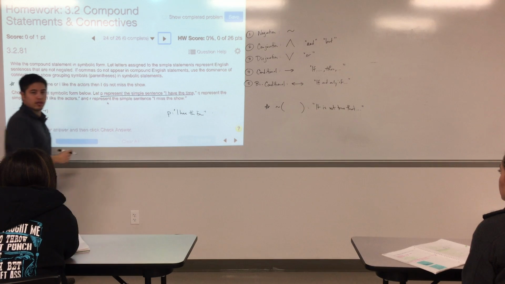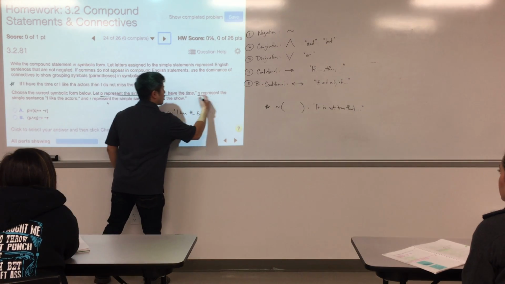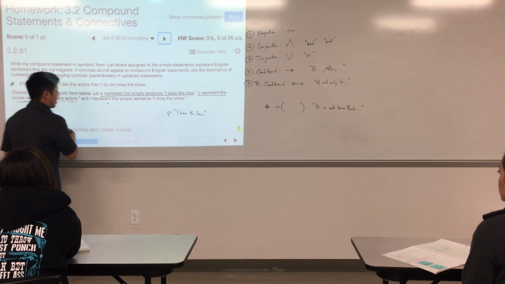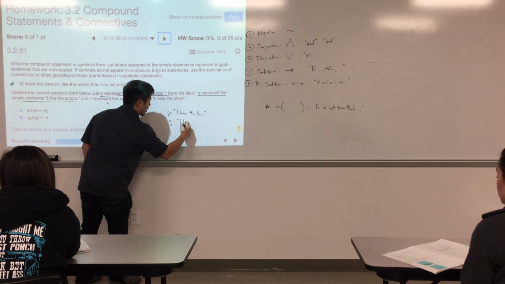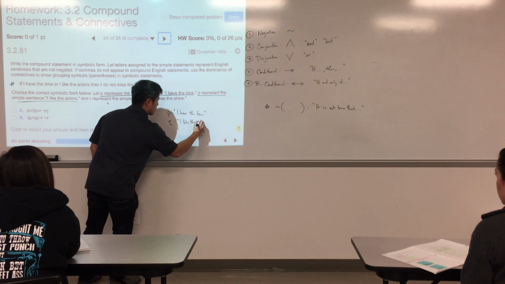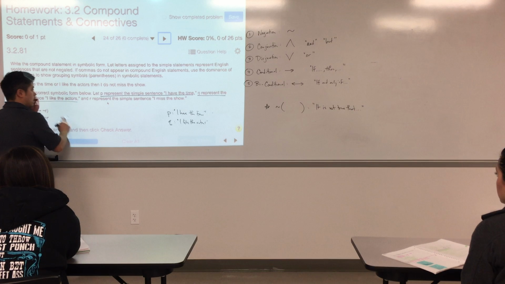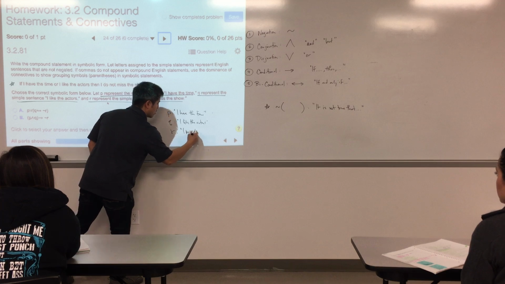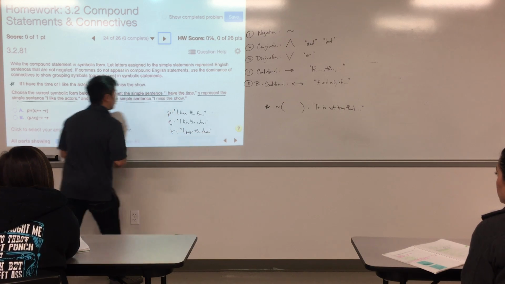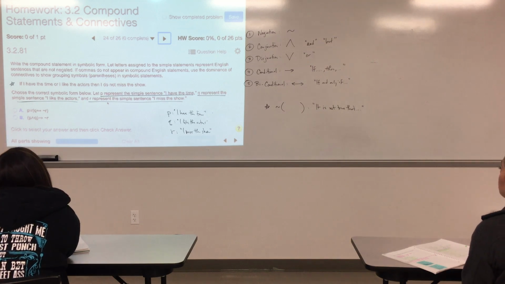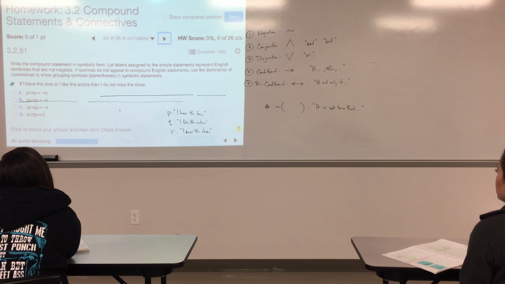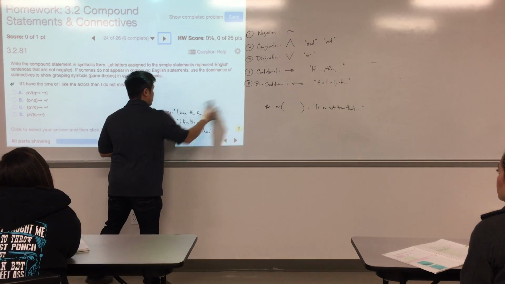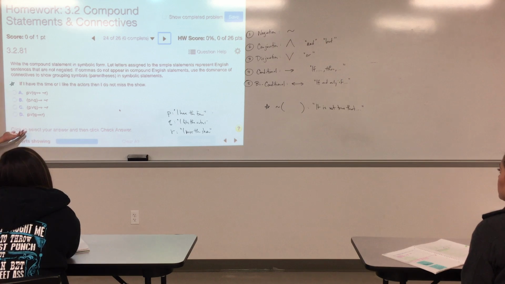P is I have the time. You guys following me? This is the only difference. The Q statement is what? I like the actors. And then R, I miss the show. Why is it important that you do this? Because we're used to just seeing it this way, aren't we? And by seeing it this way, it helps us break things down a little bit easier. Once we write it down, it's just like any other problem.